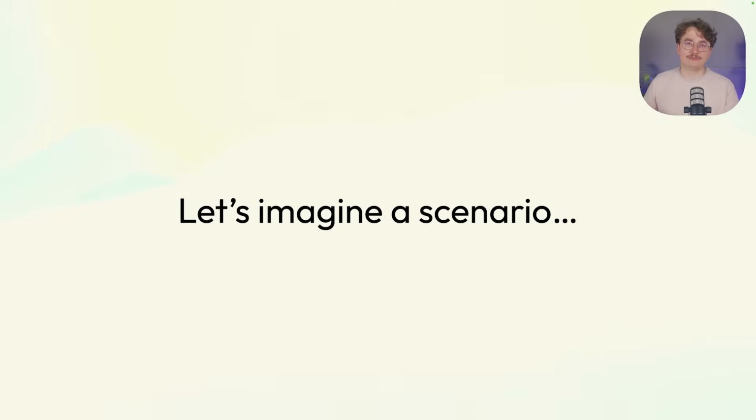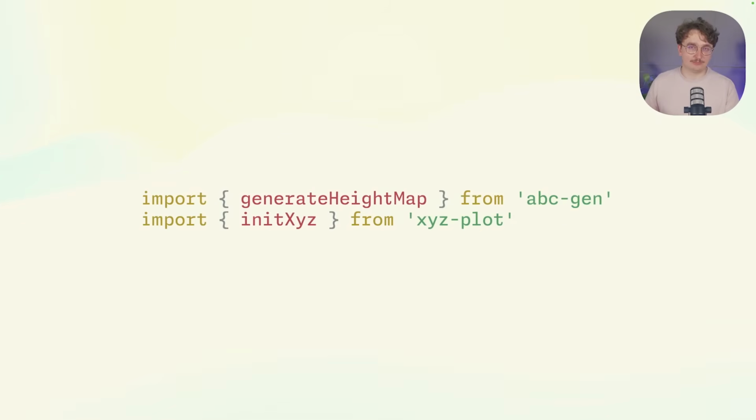So let's first imagine a scenario. We have two libraries created and maintained by different teams. One of them is ABCGen, used for procedural terrain generation. So you can use it for a game, let's say like Minecraft that you're building. And then we have another library called XYZplot. Its sole responsibility is just receiving some 3D data and plotting it on the screen so that we can visualize it and see what's going on with a data set. I feel like it's pretty reasonable for those two libraries to have those use cases and focus on them, right?